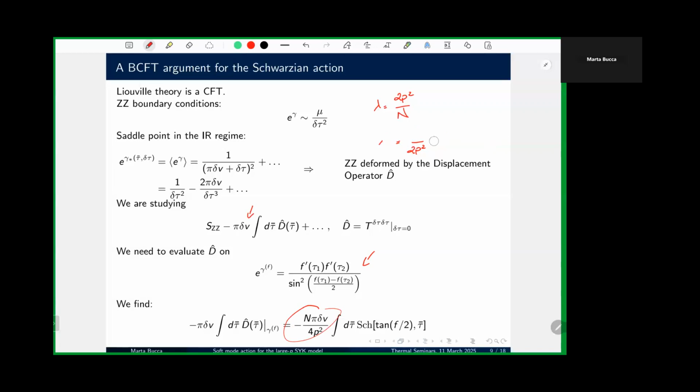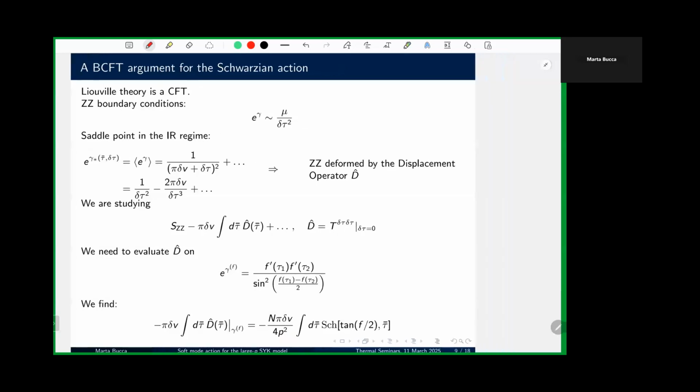And this prefactor is consistent with previous literature results. So the coefficient alpha of S that had been computed by Maldacena and Stanford, and then Kitaev and Suh as well, is consistent with this n pi delta v over 4p squared. So we're happy because we found the Schwarzian and we found the correct prefactor for the Schwarzian. So this was the first derivation for this action. We now have the second one.